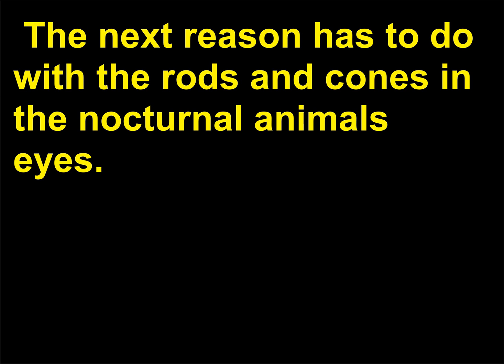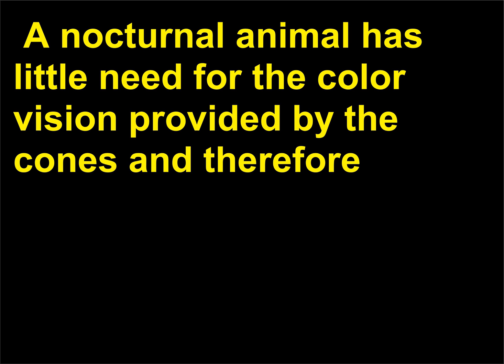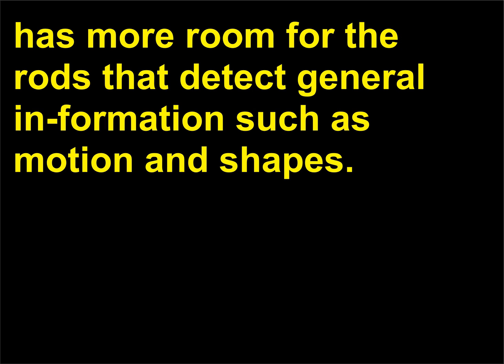The next reason has to do with the rods and cones in the nocturnal animal's eyes. Cones are used for detail and work best in bright light. A nocturnal animal has little need for the color vision provided by the cones and therefore has more room for the rods that detect general information such as motion and shapes.